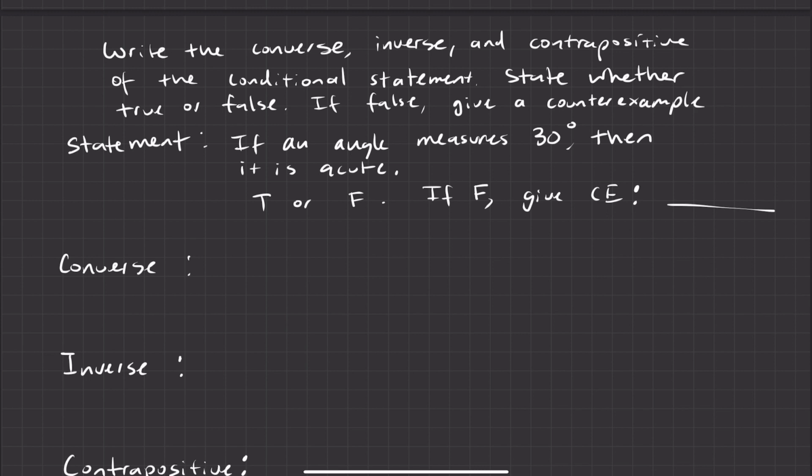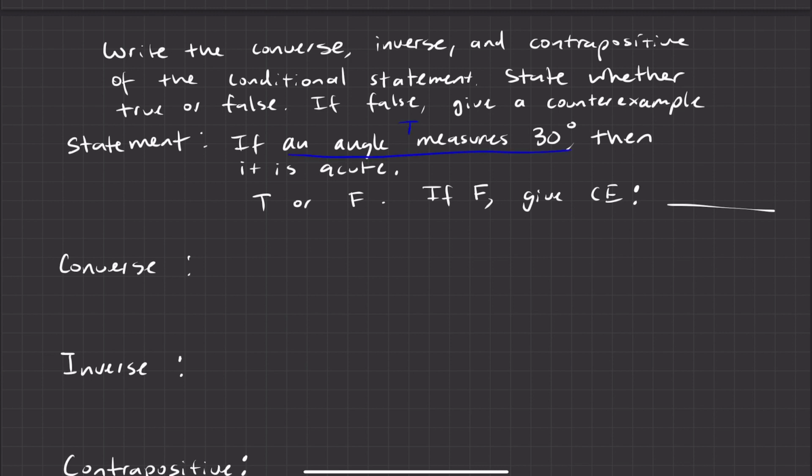So, if an angle measures 30 degrees, then it is acute. Well, can an angle measure 30 degrees? Yes. And if it measures 30 degrees, does that imply it is acute? First of all, let me say yes to this. This is true.